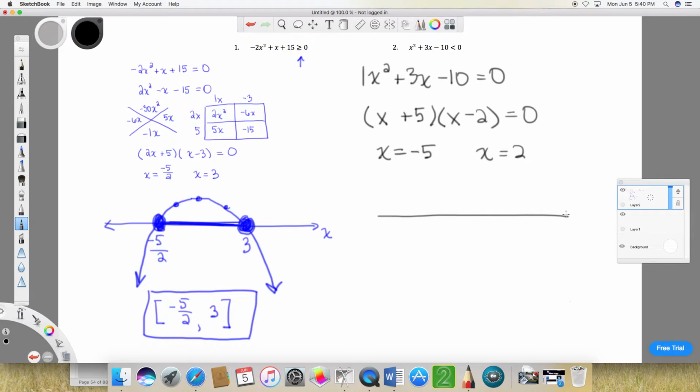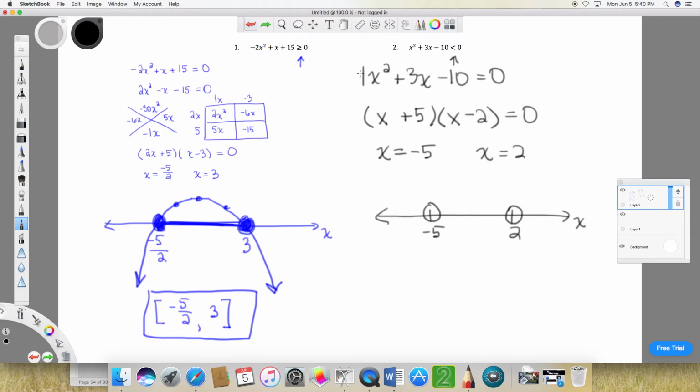If I put those as x-intercepts on a number line, here's negative 5, and to the right of that is positive 2. My first decision is to include or exclude those from my solution set, and I look to the original inequality. Since it says strictly less than 0, I leave both of these hollow. I'm not going to shade them in like I did last time, because last time the inequality was underlined. We had equality. This time we don't.